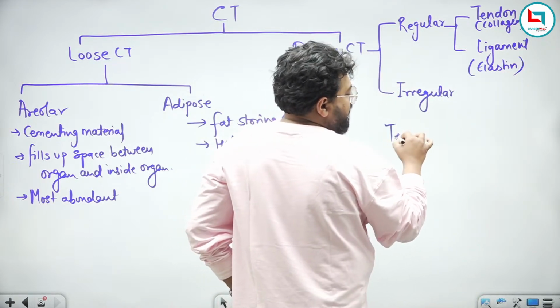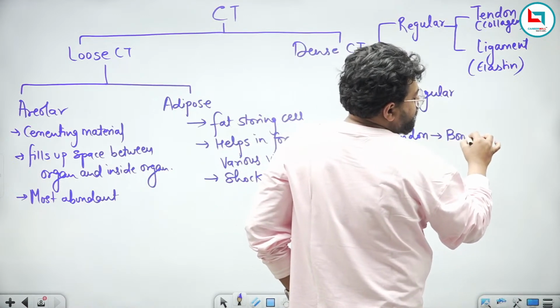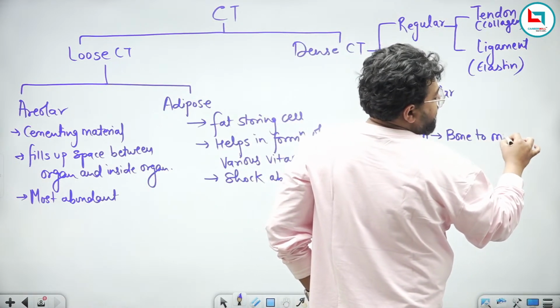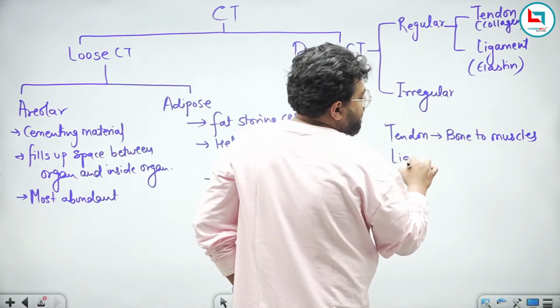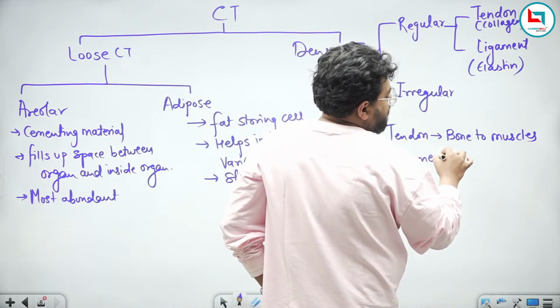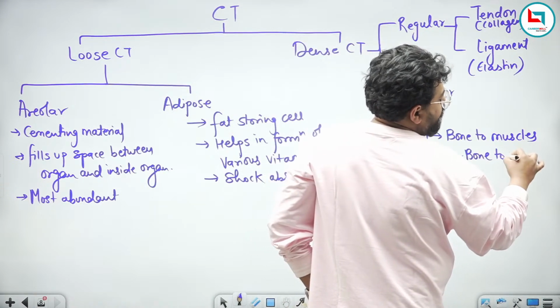So tendons connect bone to muscles, while ligaments connect bone to bone.